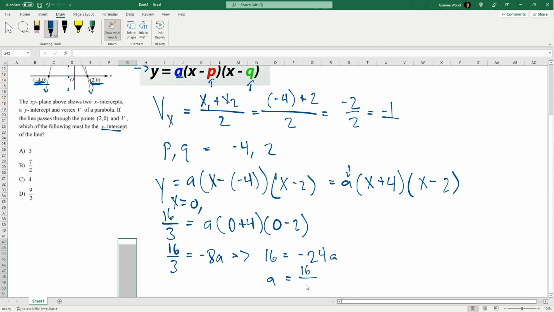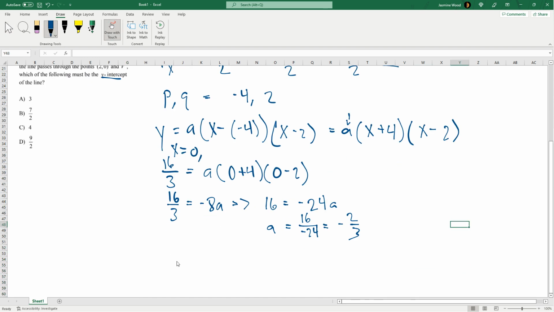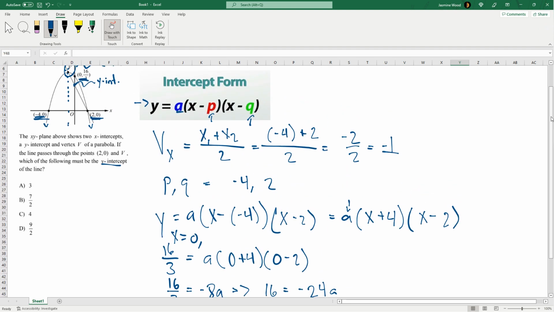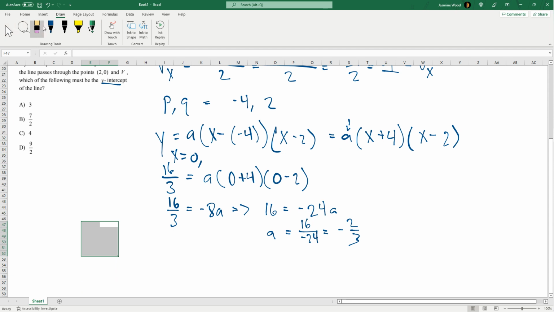16 divided by negative 24 is negative... actually, excuse me, 2/3. So that's how you would find what a is. Now we have our entire quadratic equation squared away. So we're going to plug in negative 1, as we found earlier, the x value of the vertex, and then we'll find what the y value is.